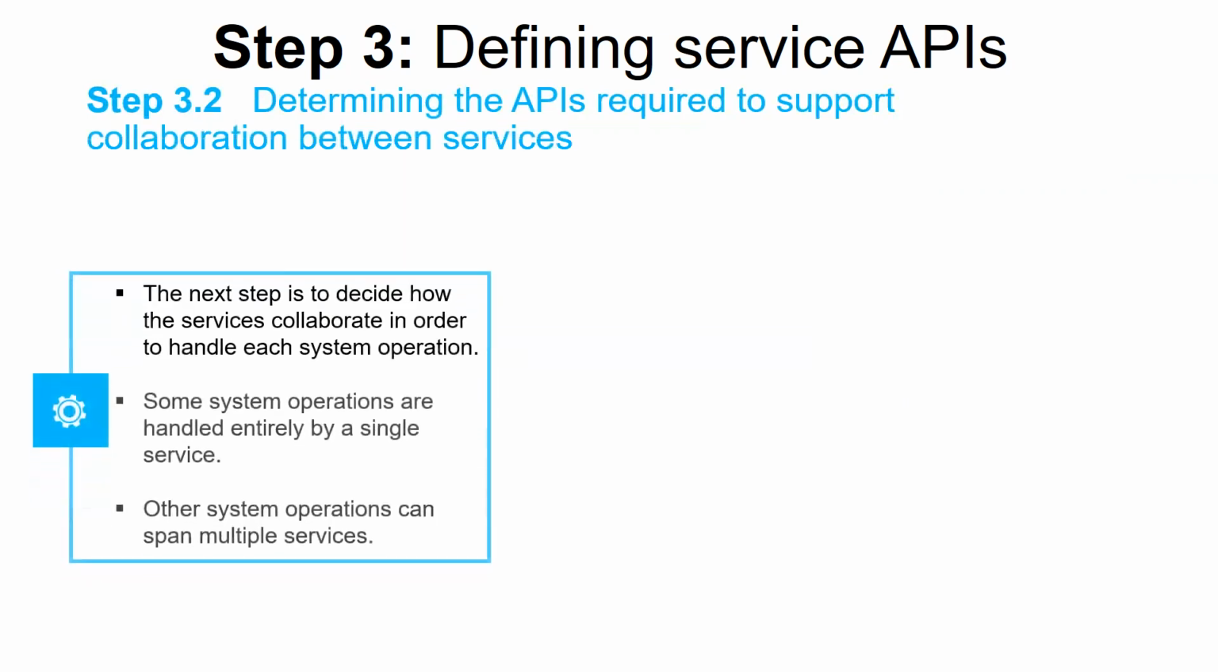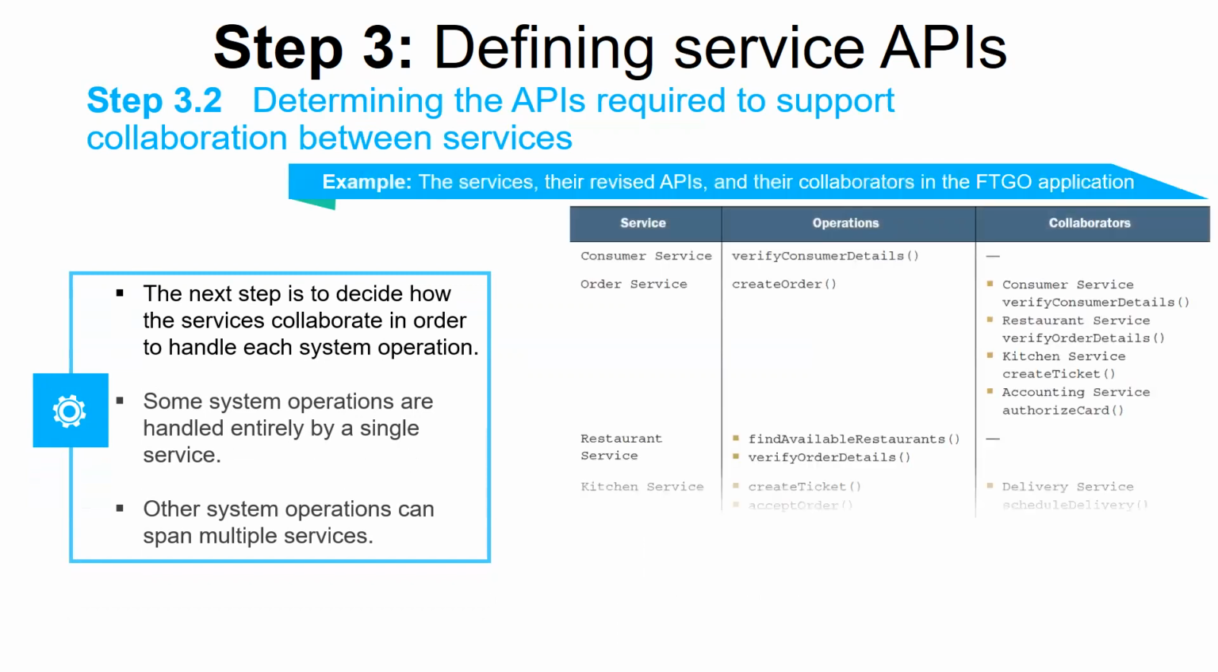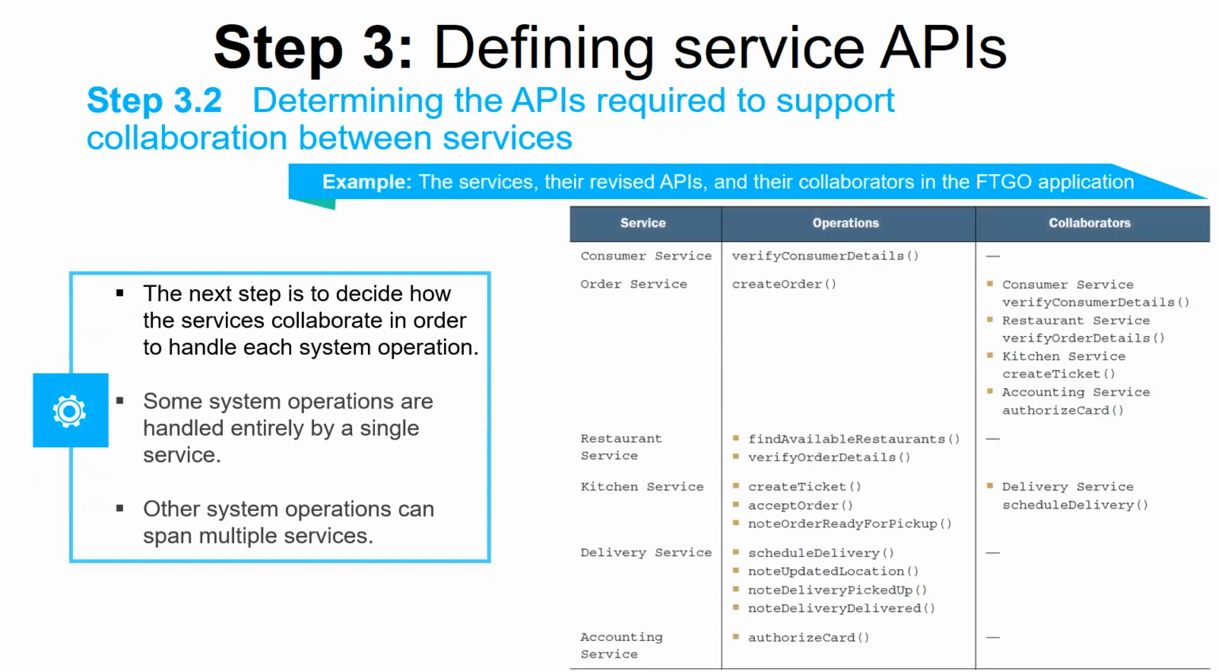The next step is to decide how the services collaborate in order to handle each system operation. As you can see in the table, some system operations are handled entirely by a single service. For example, the consumer service handles the create consumer operation entirely by itself. Other system operations span multiple services. For example, in order to implement the create order operation, the order service must invoke 4 other operations from different services to verify its preconditions and make the postcondition true.